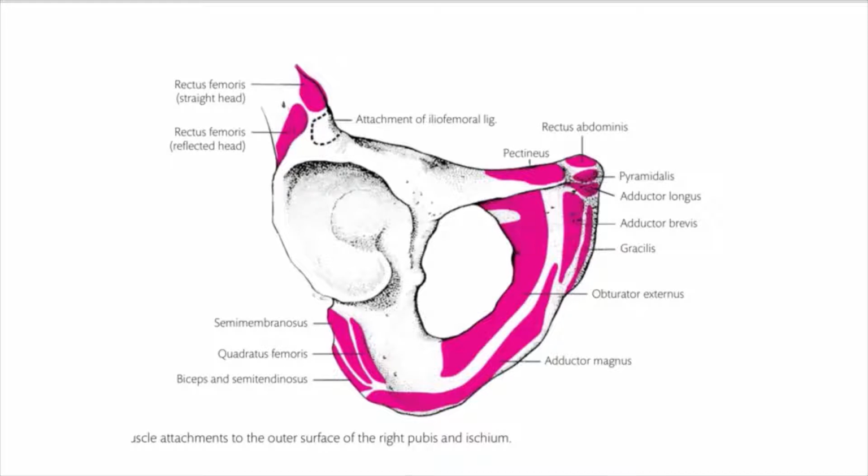Now we will see a few pictures for this. Here on the superior ramus upper surface, or the pectineal surface, there is attachment of the pectineus muscle. On the pubic crest there is attachment of rectus abdominis and pyramidalis muscle. On the pubis outer surface there is attachment of the gracilis muscle. This is adductor brevis, this is adductor magnus, this is obturator externus muscle.